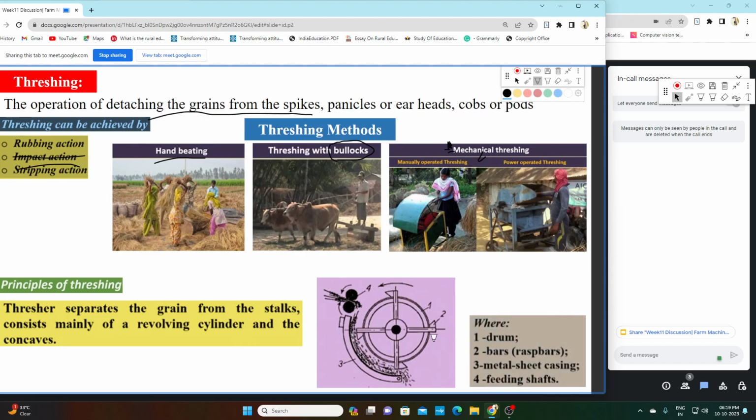These are some of the parts, I have already told you. First, this is the drum part. Second is the metallic bar. Third is the metal casing. This is the metal casing, and fourth is the feeding shaft.